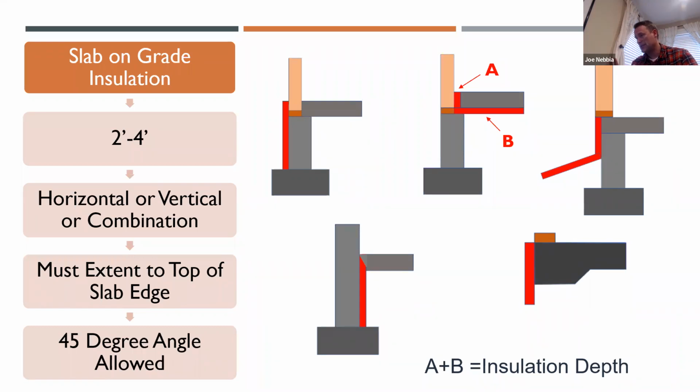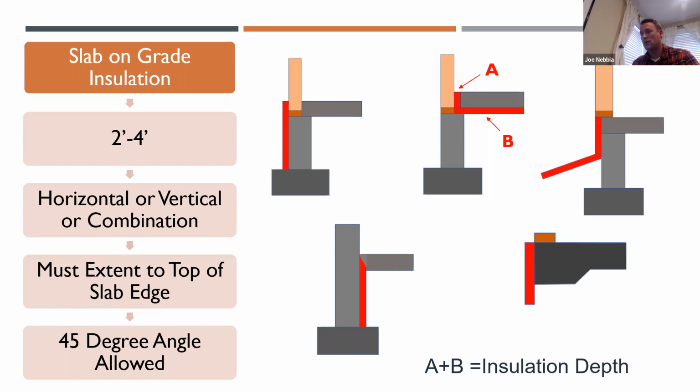As long as it comes to the top of the slab edge, you can cut that slab edge insulation at a 45-degree angle sloping away from the exterior wall. So that's allowed by code. Some people like that, some people don't, but it is an option. But again, this was prescriptive in 2018 and earlier, and a lot of people had trouble with slab edge insulation.